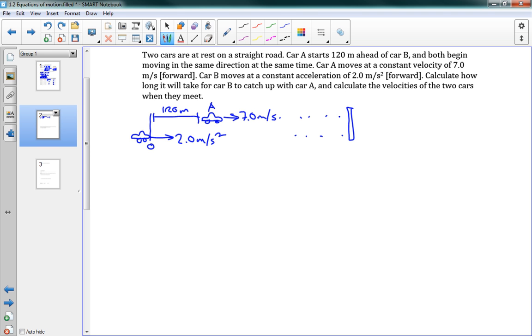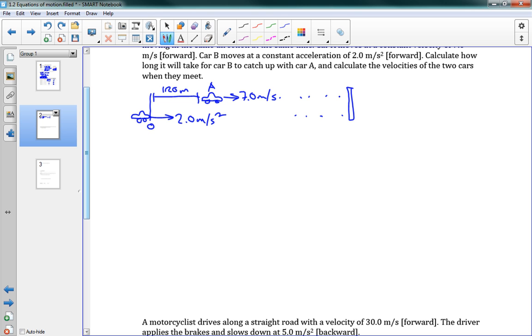We actually have two sets of equations here. We can talk about car A's displacement, and we can talk about car B's displacement. At this point here, displacement A is going to equal displacement B. Let me just fix that there. At this point, displacement A equals displacement B.